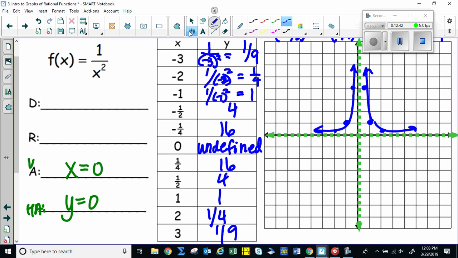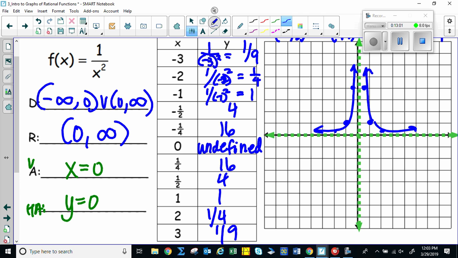So let's talk about the domain. All real numbers, but I can't have 0. So this is going to look just like the parent function that we did a second ago. What about the range? 0 to infinity, not including 0. So this only has one piece, because I'm not going to have any of those negative y values. I've just squared everything, so all my negatives have now become positives.